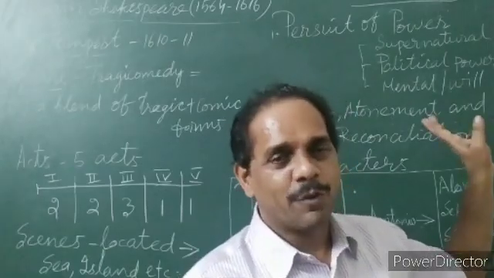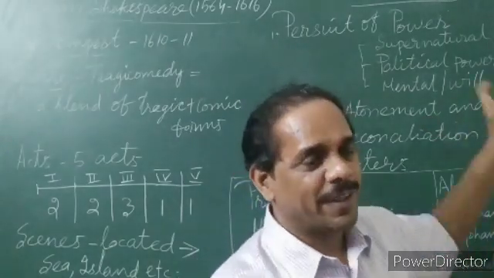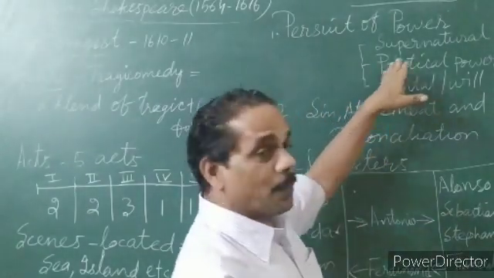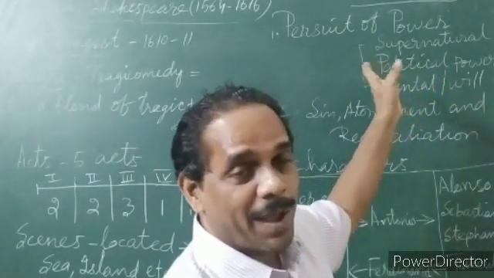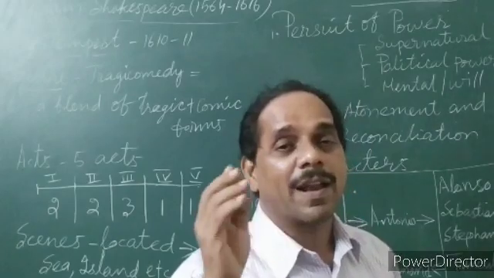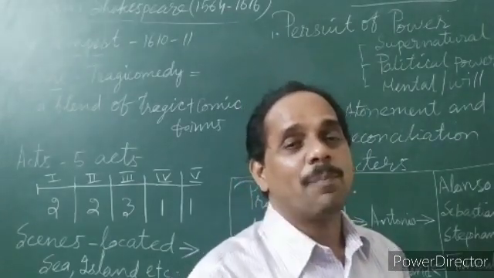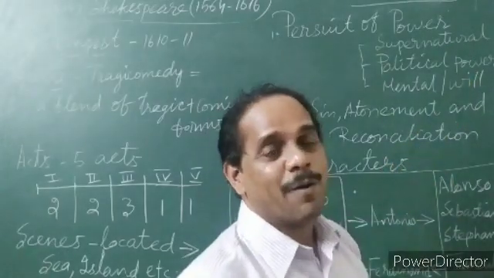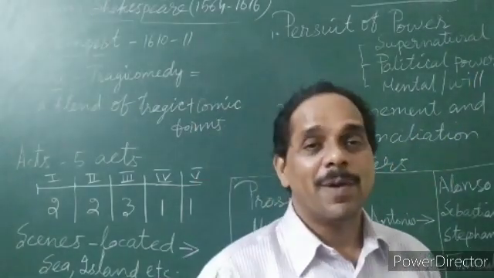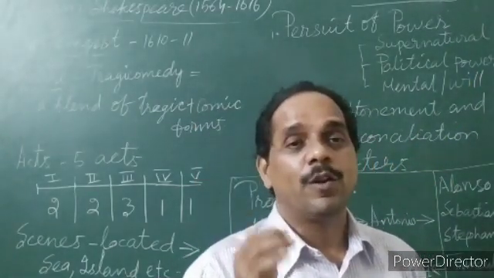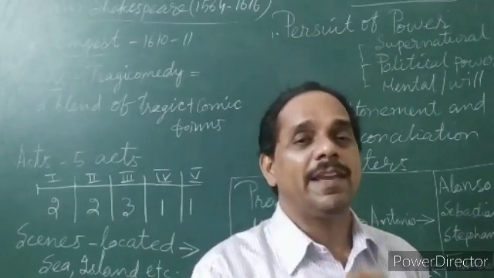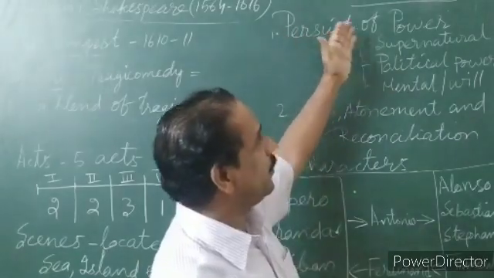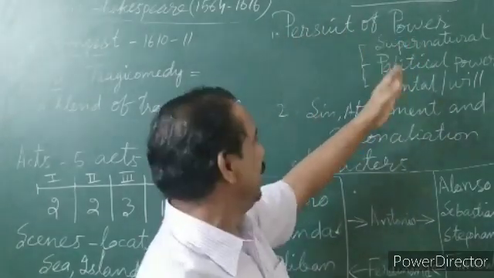We have a few characters who represent supernatural powers, very interesting characters. Then political power, the whole drama is revolving around political power. Then of course mental and willpower, especially the mental and willpower of Prospero to survive, to regain his power. So the whole thing you can put as the pursuit of power. That's one of the main themes.